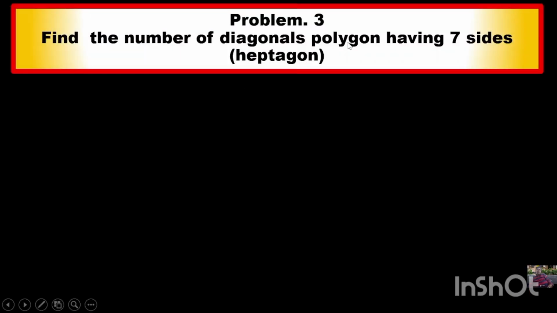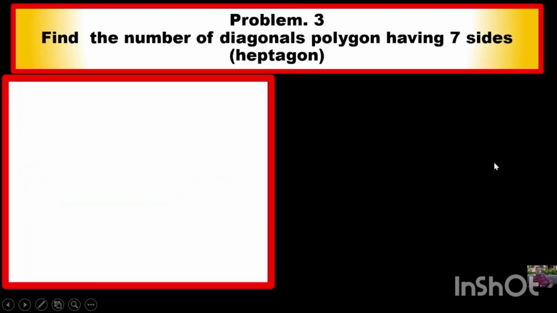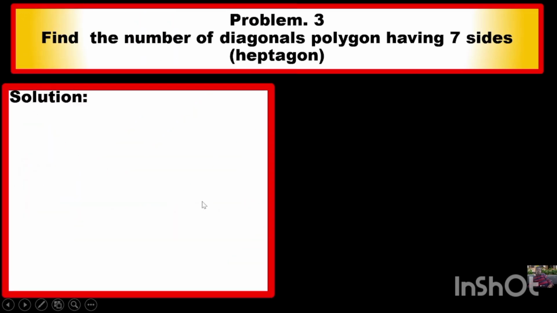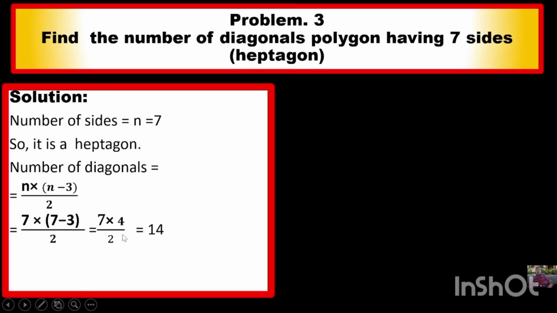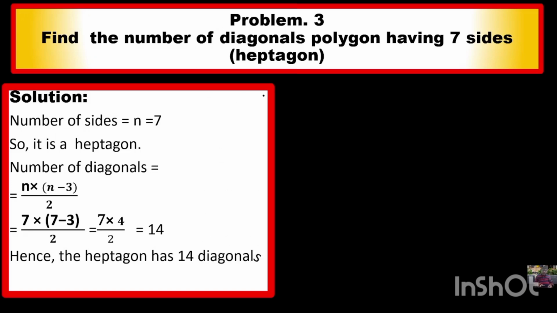You have to find the number of diagonals having 7 sides, which is a heptagon. So the number of sides n is equal to 7. So it is a heptagon. Number of diagonals as per the formula, n into n minus 3 by 2, 7 into 7 minus 3 by 2, 7 into 4 by 2, which is 14. Okay, because you can cancel here, 2 here, 2 to the 4. Okay, so heptagon has 14 diagonals.